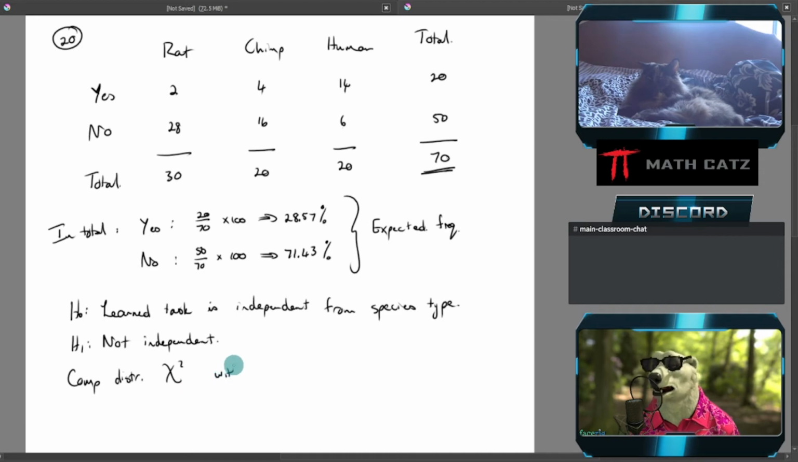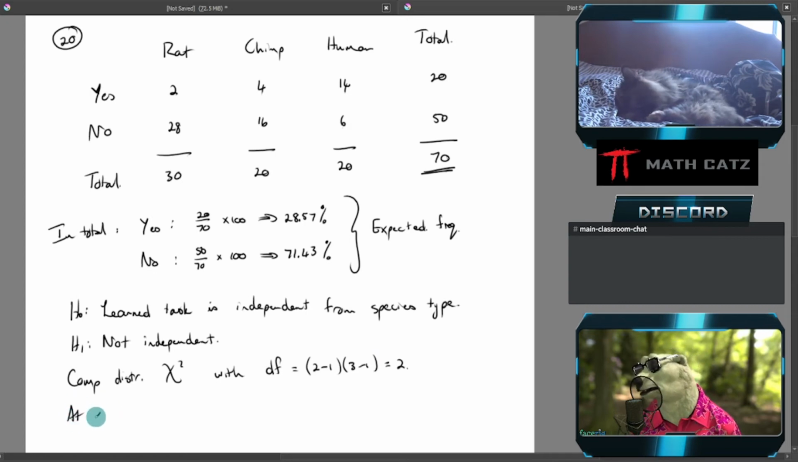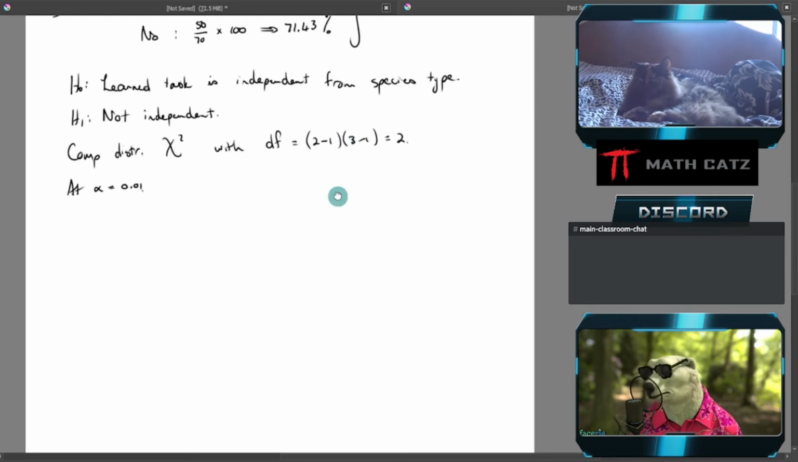And in this case, the degrees of freedom is going to be the number of columns minus 1 and the number of rows minus 1. Or backwards, the number of rows minus 1, number of columns minus 1. So that's 1 times 2, so 2. All right. So we can do one more line here at the alpha level that we're interested in of 0.01.